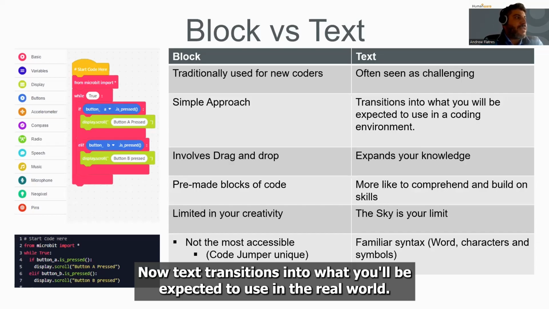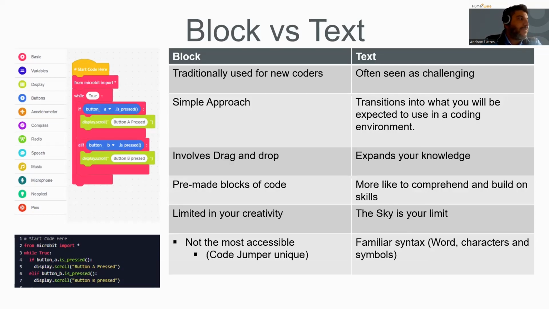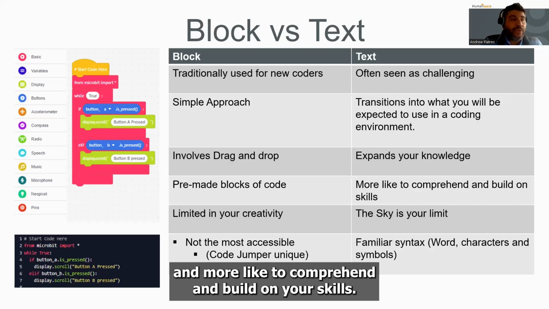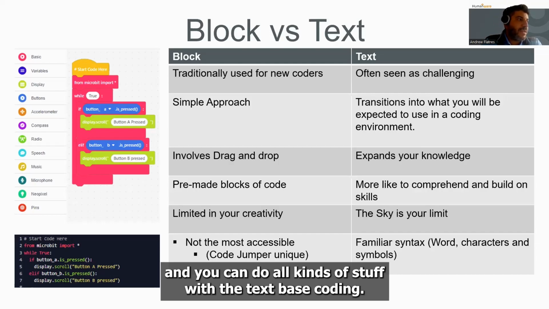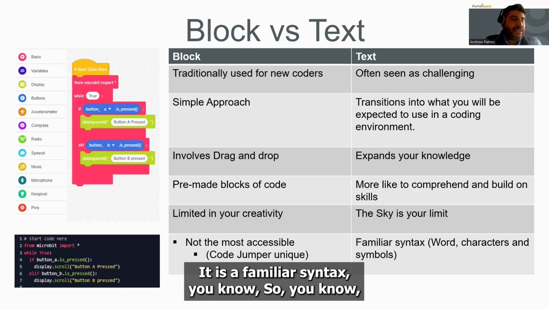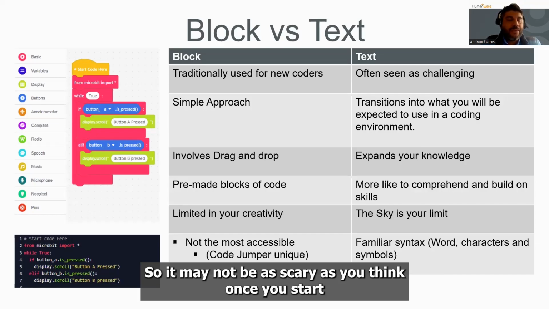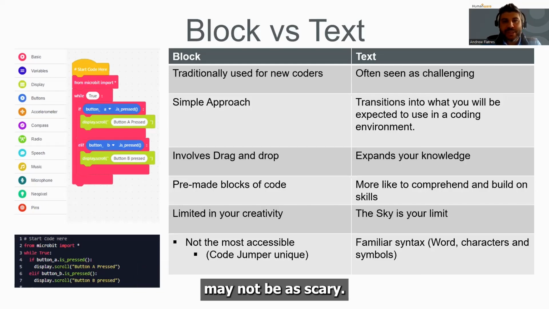Now, text transitions into what you'll be expected to use in the real world. So when you want a profession in coding, text-based is what you'll be using. It certainly will expand your knowledge, and you're more likely to comprehend and build on your skills. And certainly the sky is the limit here. So this is what you're expected to use, and you can do all kinds of stuff with text-based coding. It is a familiar syntax, so common language, words, characters, and symbols, that native language that we all know. So it may not be as scary as you think. Once you start learning some of the principles of coding, transitioning to text-based may not be as scary.